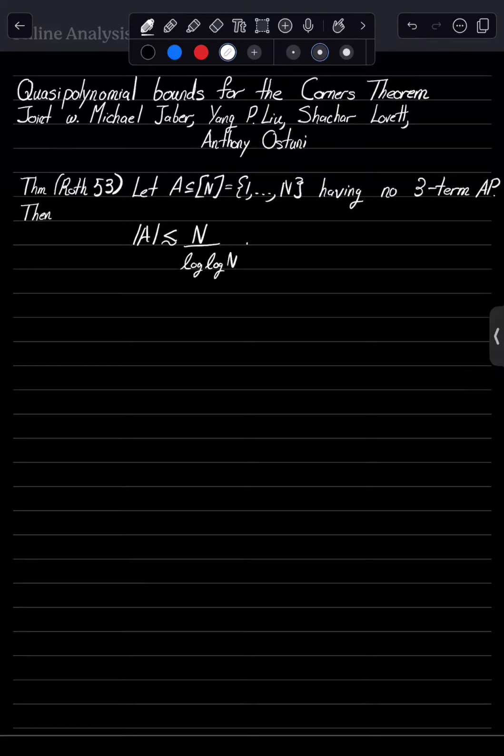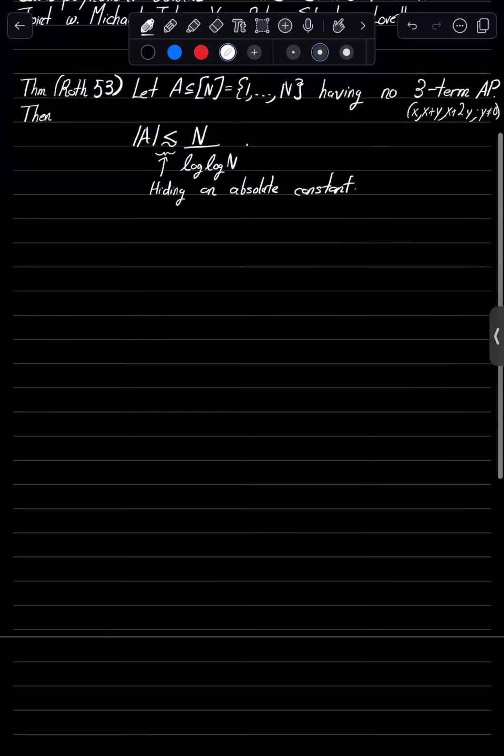And a 3AP, just for clarity, is x, x plus y, x plus 2y. And we want it to be a non-trivial thing, so y is not equal to 0. And just another bit of notation, this means hiding an absolute constant. I'll be a little bit sloppy throughout with asymptotic notation, so if at any point somebody gets confused, please feel free to ask a question.